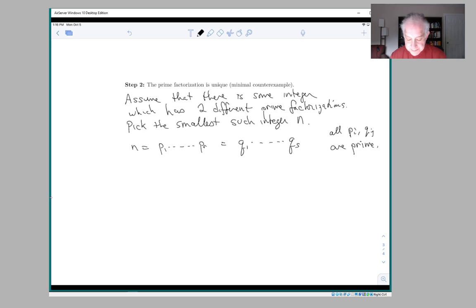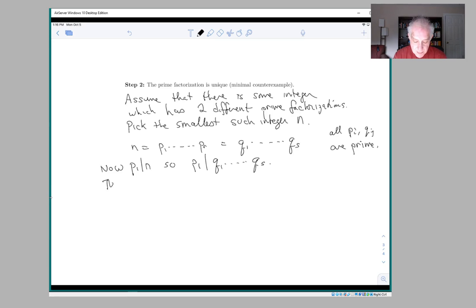And our assumption is that these are different, and that for any smaller number, if you had 2 factorizations, they would be the same. So notice that p1 divides n, right? It's the first prime here. And so p1 divides q1 up to qs. Now remember what our very first lemma that we proved on our way to this point was. We said that if you have a prime number that divides a product, it has to divide at least one of the terms in the product.